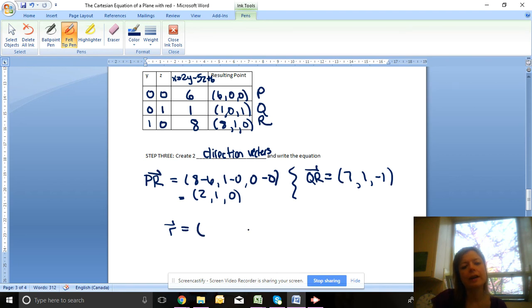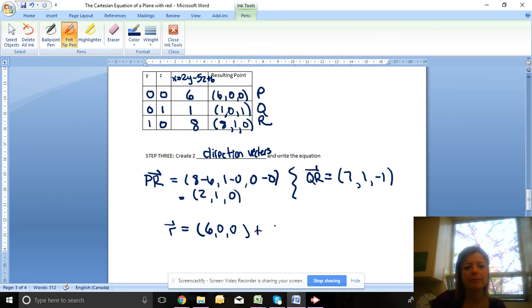Then you can write your vector equation. All I need here is one of these points. I'll pick 6, 0, 0. Now, remember, you can't scale the points that are on the plane. This is a point that's on the plane, so I can't all of a sudden say that 1, 0, 0 is on the plane. That doesn't make sense. It's only the direction vectors that you can scale because they just give the direction. They're not necessarily on the plane.